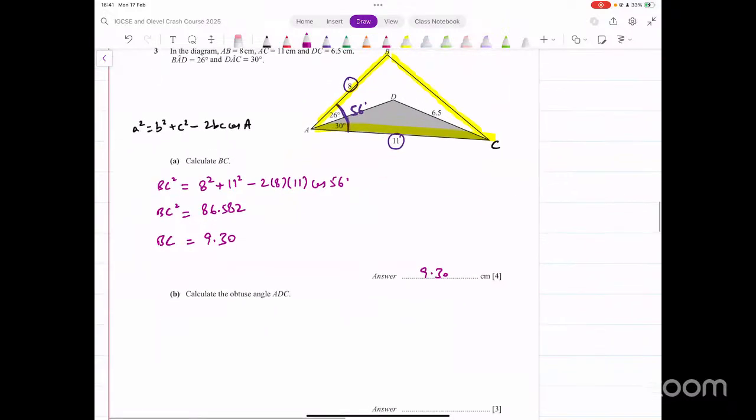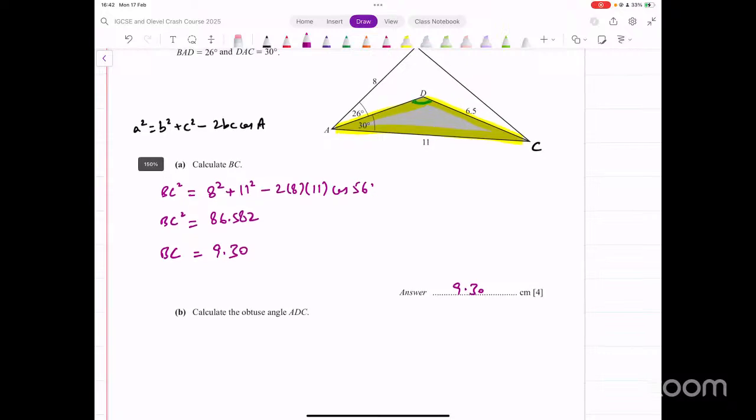Now in the second part, they say calculate the obtuse angle ADC. So they want us to find this angle now. This is ADC, this angle here. Now for this, we have to use the smaller triangle, like this triangle. In this triangle, what information do we have? We have one side, that's 11. We do not know the opposite angle, but we have this side and we know the opposite angle to this. So we have one side angle pair. And for another pair, we know the side and we just do not know the angle.